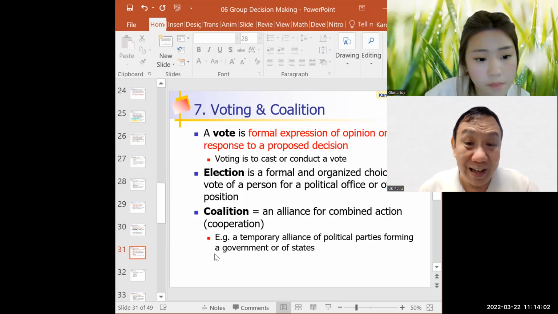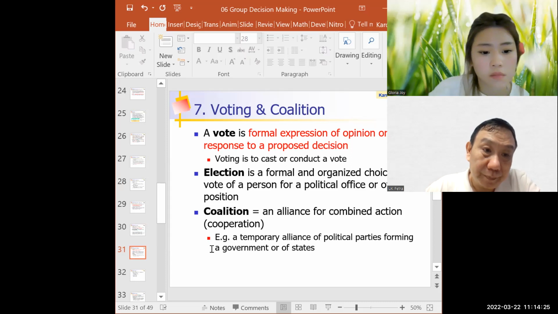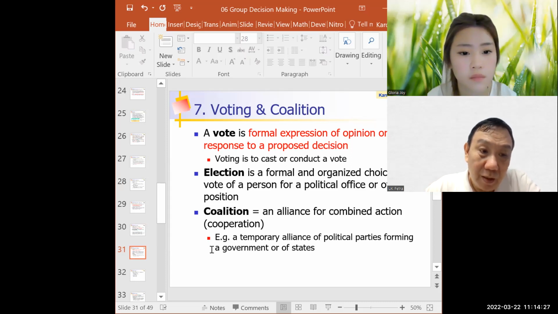And a coalition, this is important. A coalition is an alliance of combined action. So basically, coalition is cooperation. For example, several parties create a coalition, an alliance, to form a government. So, that's the definition.